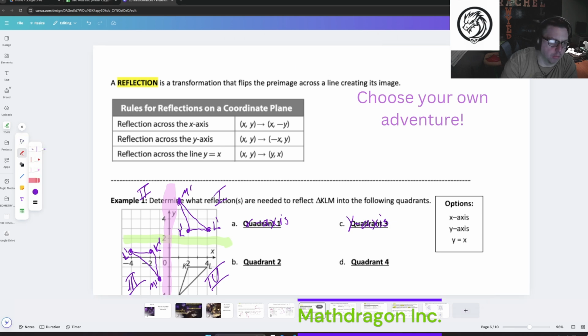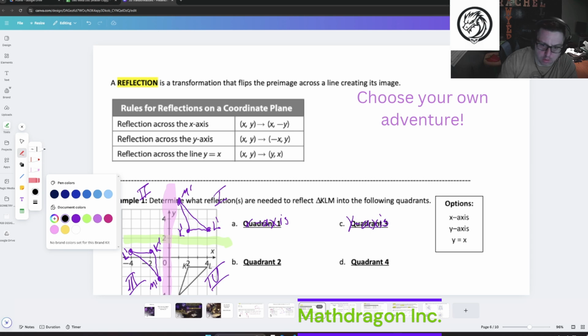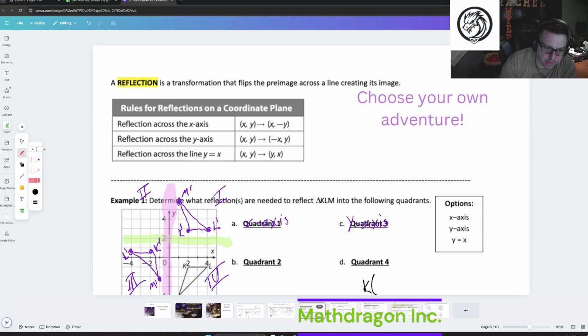Sorry, I don't have my pen. So let's look at K. K is going to be (2, -1). So we go right 2 and then down 1. What we're going to do is flip-flop this idea. Whenever you reflect across y equals x, we're just going to flip the x and the y. So instead of going right 2, down 1, we're actually going to go left 1, up 2.